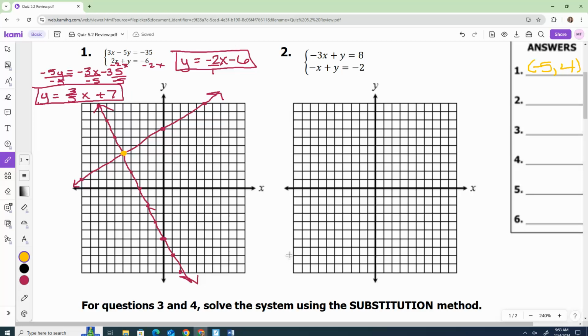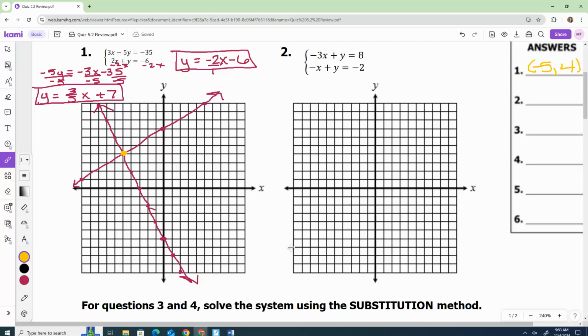So this question would probably be worth a minimum of 5 points on your quiz. 2 points for rewriting both of those in y equals mx plus b. A point for graphing each of the lines, and a point for telling me where they meet. Alright? Any questions there? Let's go down to number 3.